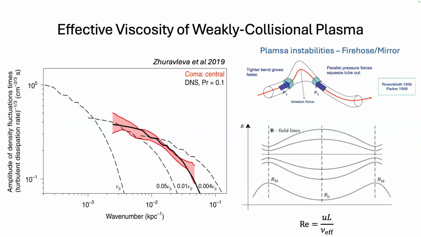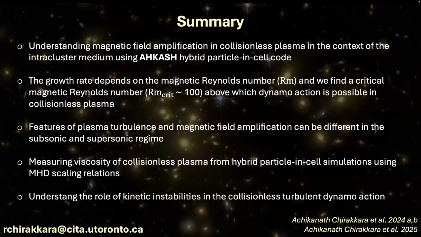And finally, we know from observations that viscosity is suppressed in the ICM by orders of magnitude, which means that the transport coefficients are anisotropic, and something is contributing to this decreased effective viscosity of the ICM. This can be done by these instabilities, and we've seen this in our kinetic simulations. So I leave you with this summary. Sorry for talking a bit long.